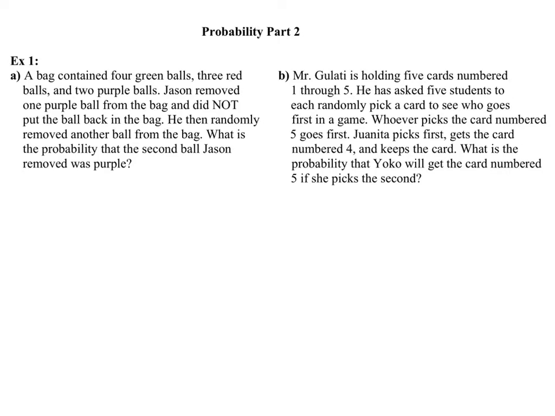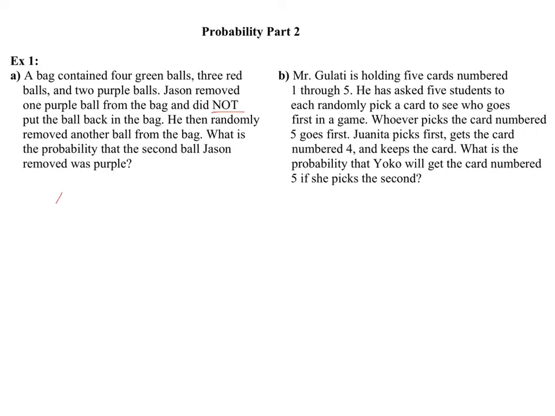Example 1, a bag contained 4 green marbles, or balls, 3 red balls, and 2 purple balls. Jason removed 1 purple ball from the bag and did not put the ball back in the bag. He then randomly removed another ball from the bag. What is the probability that the second ball Jason removed was purple?